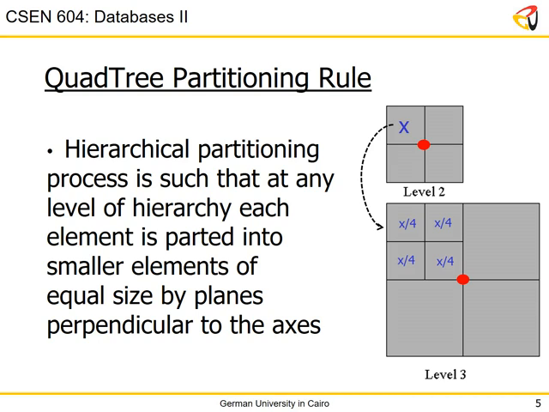Okay? So we say that the partitioning works like this. Every element is divided into equal size elements that exist in the level below it. And there is a one-to-one mapping between the locations. So X was top left, and the 4 splits that we made out of X are also in the top left in level 3.